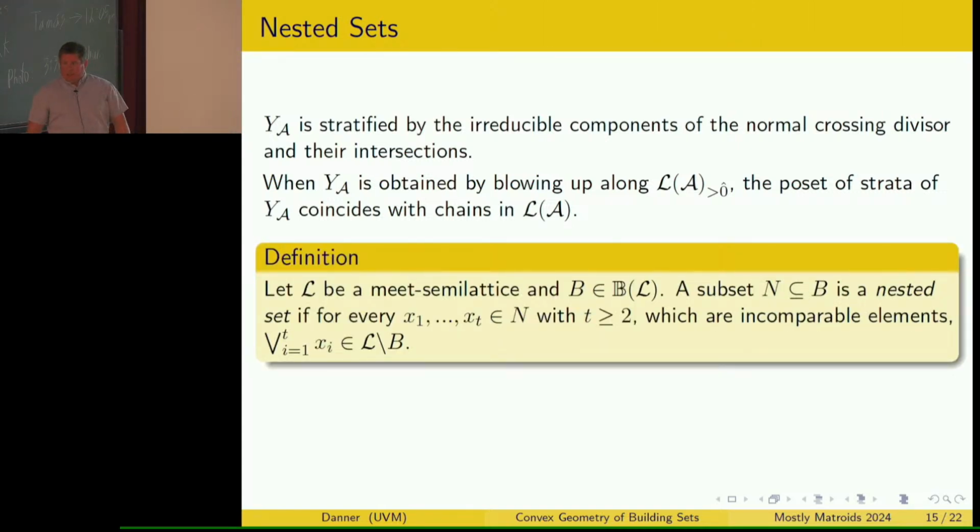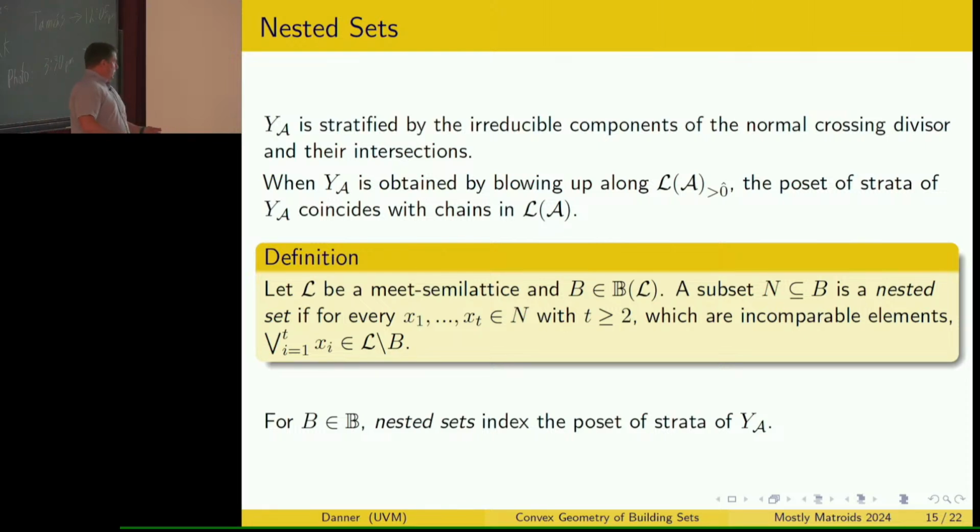More generally, however, we're going to be blowing up along building sets that are not the maximal building set. So more generally, we need to define a nested set. All the chains are nested, but we have more of them as well. We also include some incomparable elements. Take a subset of your building set of incomparable elements. As long as their join doesn't live in the building set, then we call that a nested set.